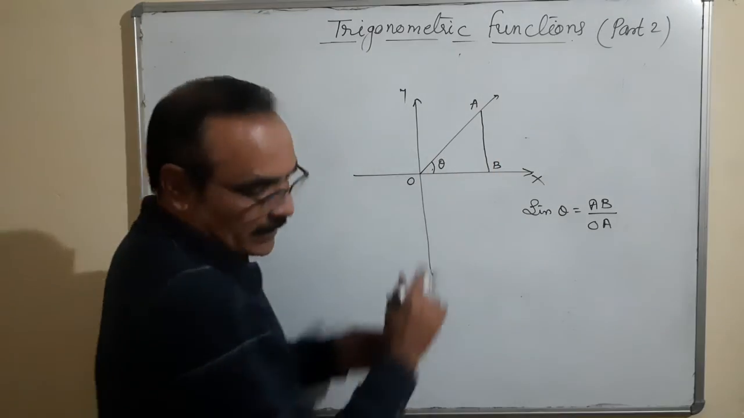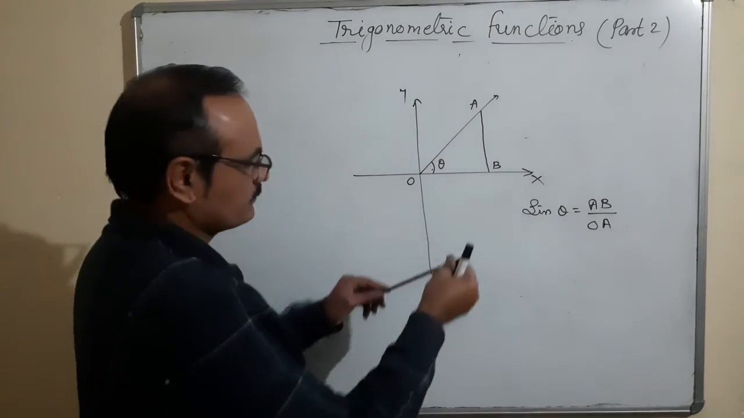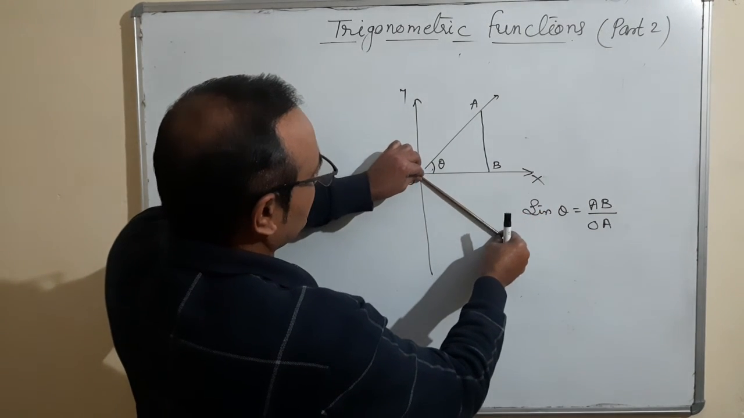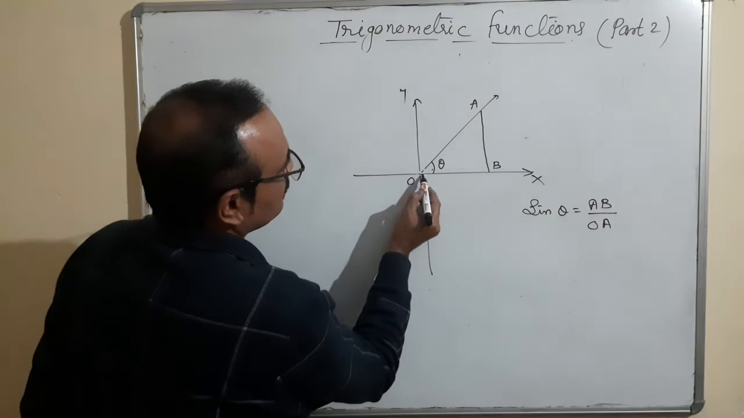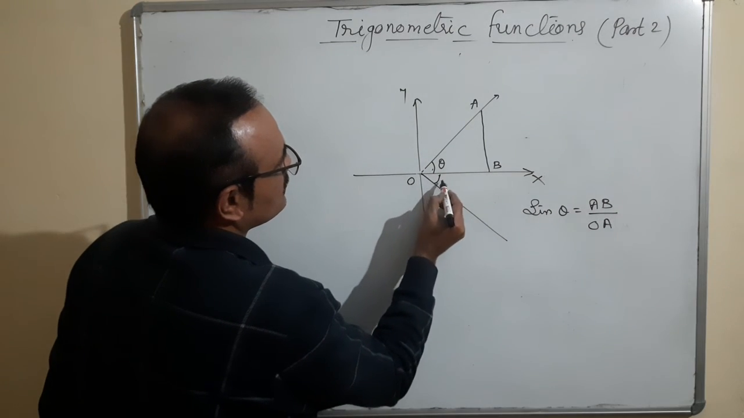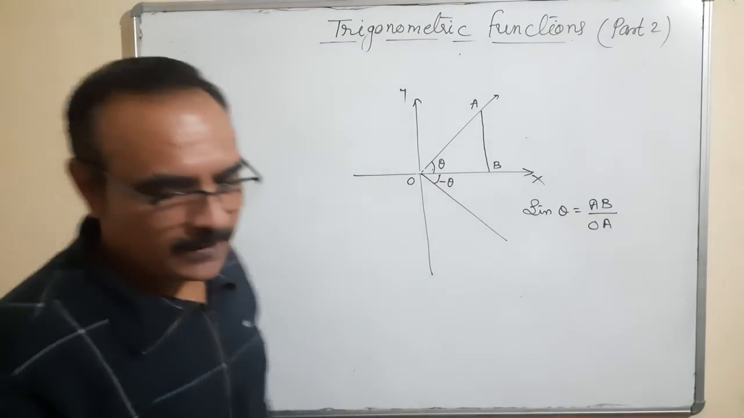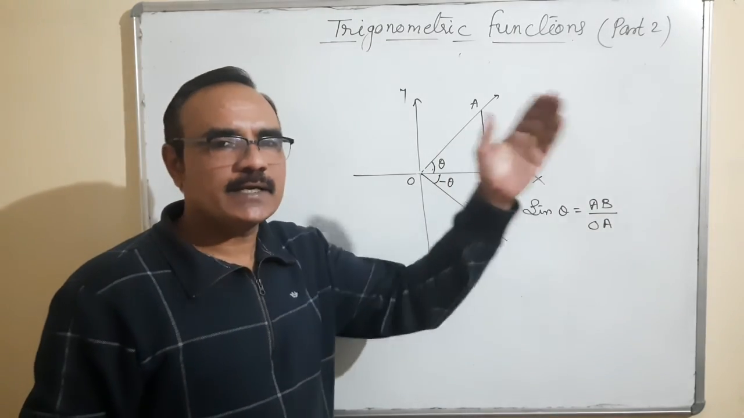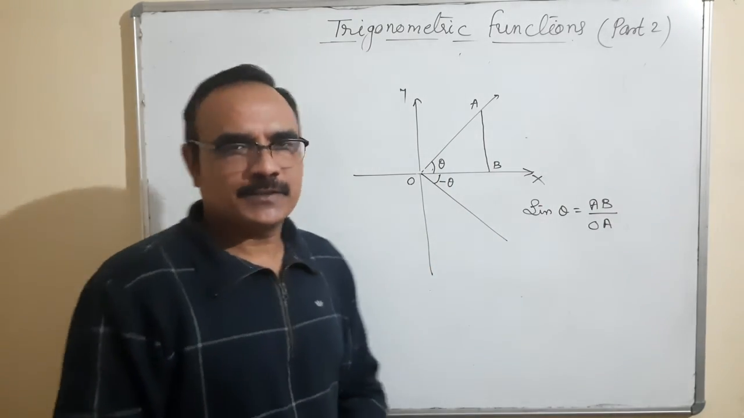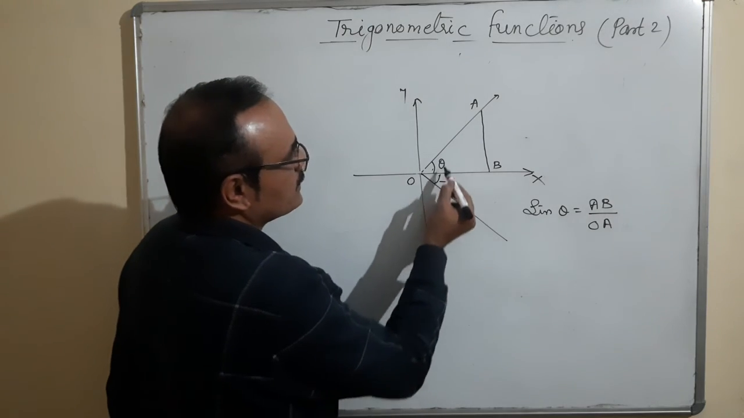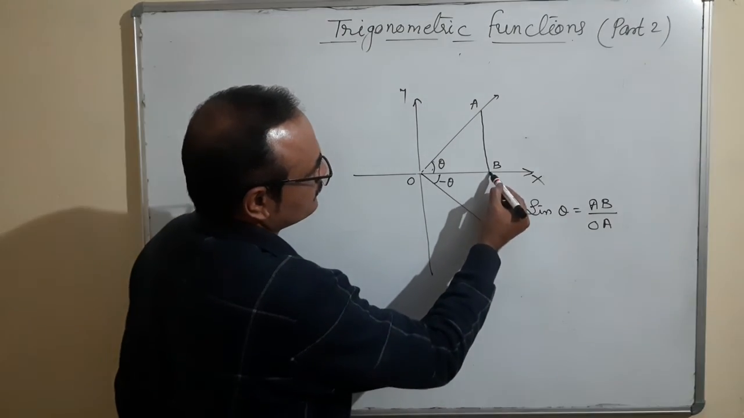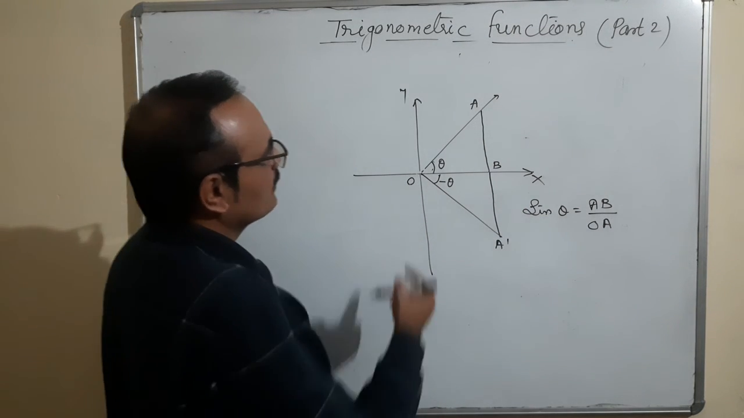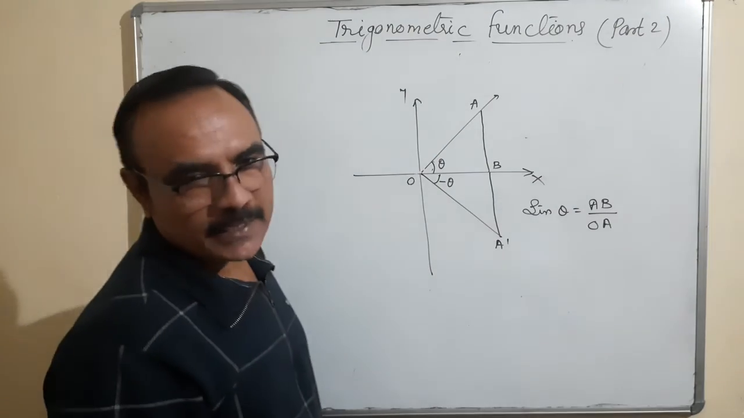If this ray is rotated like that, so this is positive. Suppose it is rotated like this here, the same angle. So what is this? Minus theta. The measurement is the same. Suppose this is 60 degrees, that is also 60 degrees, but the minus sign shows that the rotation is clockwise. Minus theta, so the measurement is the same. Suppose this is A dash. OA dash, they are equal in length.